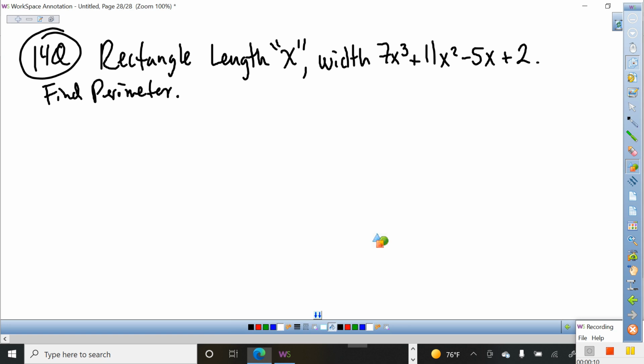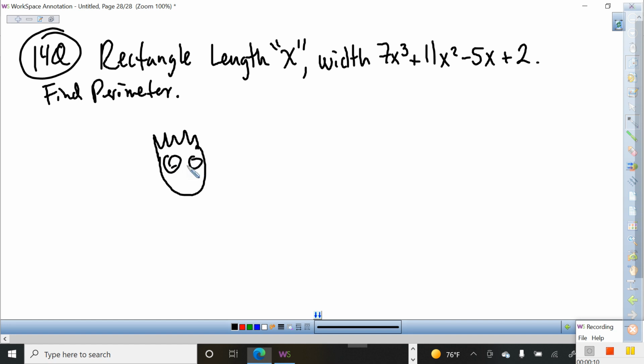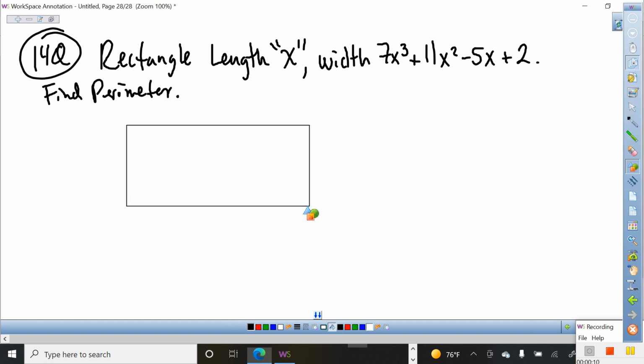Okay? So when you get to this one and they want you to find the perimeter, first thing I want you to do is draw a picture. Ready? Okay, here we go. Let's see, I'm going to draw a picture of a rectangle.